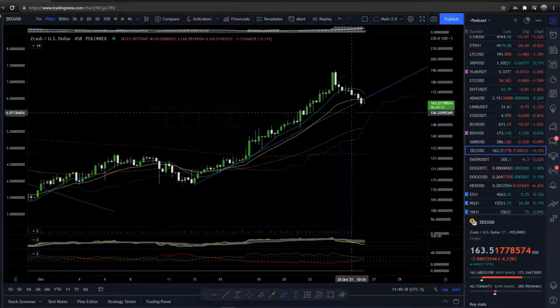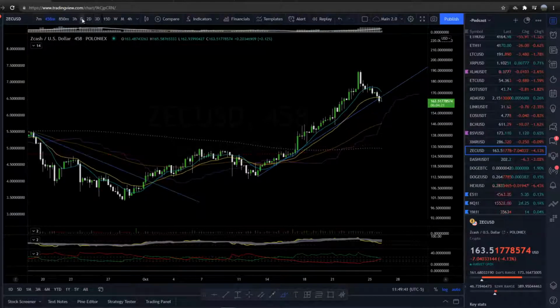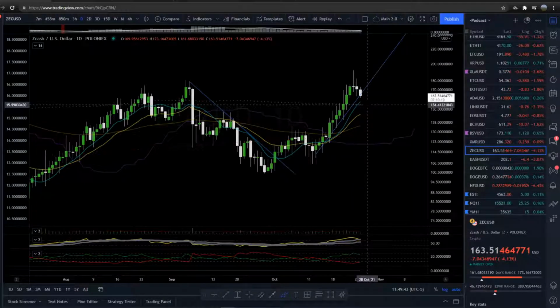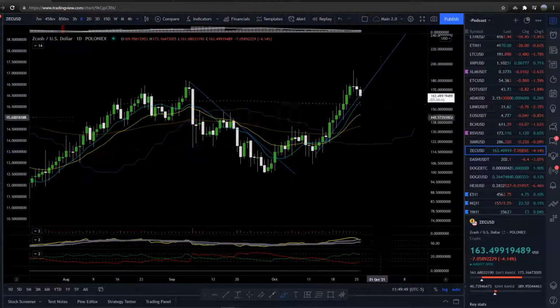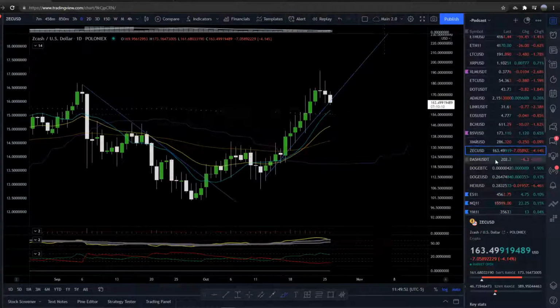So can they hold here? This is a pretty critical level for them to test. Anything back below this daily 200, I would consider a busted breakout, and we'd have to look for some resolution there.